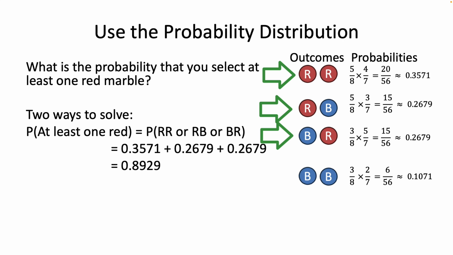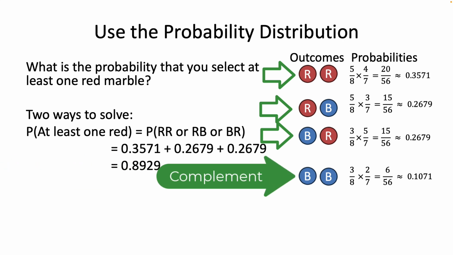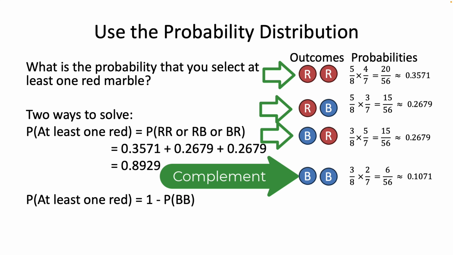The other way you can solve this is by using the complement rule. And usually whenever you hear at least in probability, that's usually a good tip to consider the complementary rule. The complementary rule is when we consider what this is not. So at least 1 red is not both blue. So the last one down there where they're both blue is the complementary event. So the probability of at least 1 red is equal to 1 minus the probability they're both blue. That's the complementary rule. So this would be 1 minus 0.1071, which is still 0.8929.